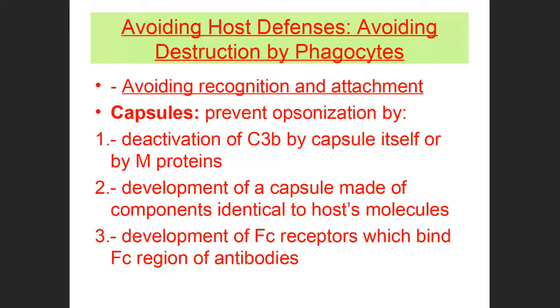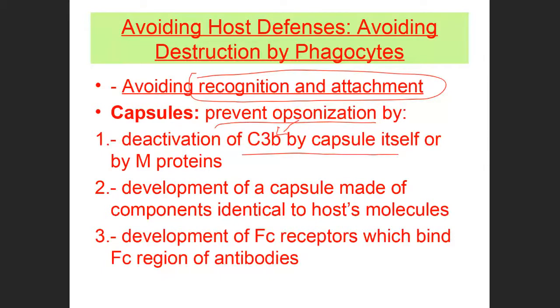Okay, so again, how can the organism prevent phagocytosis? It can prevent attachment and recognition of the phagocytic cell. Capsules oftentimes do that. Capsules prevent opsonization. Remember from chapter 14, opsonization occurs when C3b attaches to the bacterial cell, and then the phagocytic cell has receptors for C3b. So the activation of C3b by the capsule itself or by specialized proteins like M proteins.